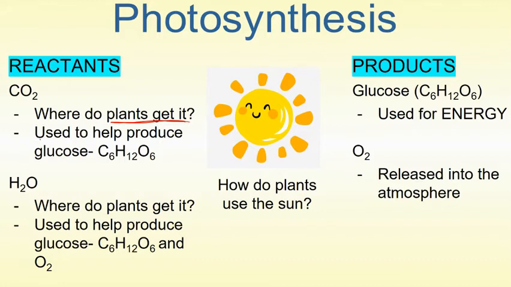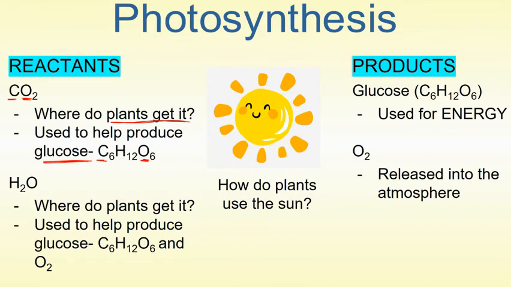Now, that CO2 is going to be used to help make our glucose molecule. If you look at CO2, it has carbon and oxygen, and if we look at glucose, we have carbon and we have oxygen. So this is all going to get broken down and rearranged to make this new glucose molecule during that chemical reaction.